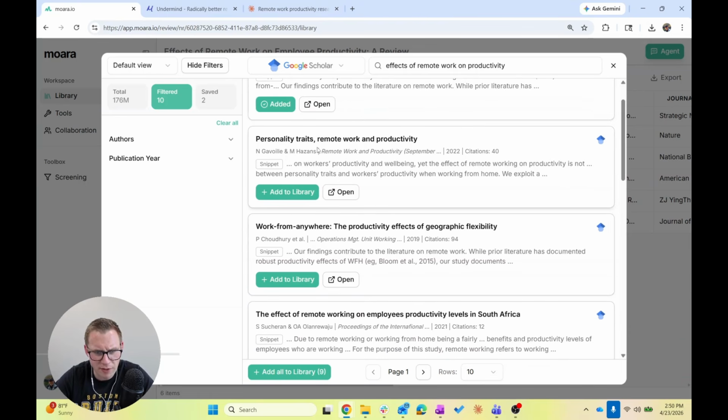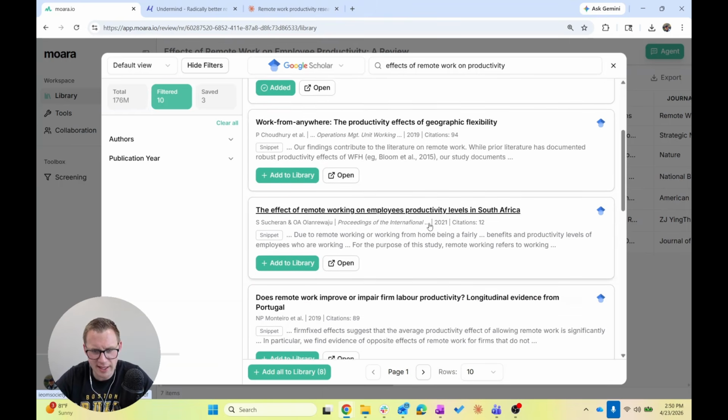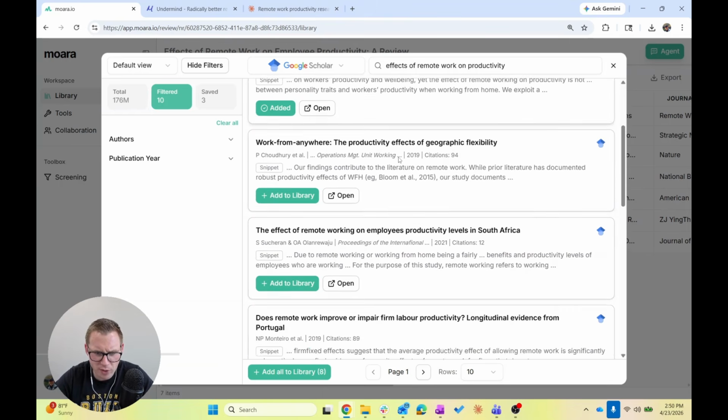Let me move a little bit faster here. Personality traits, remote work and productivity, 2022. Workers' productivity, yet the effect of remote work on productivity between personality traits. Sort of interesting, so I'll add that. That's not really what I'd like, I'd like sort of a more objective study.